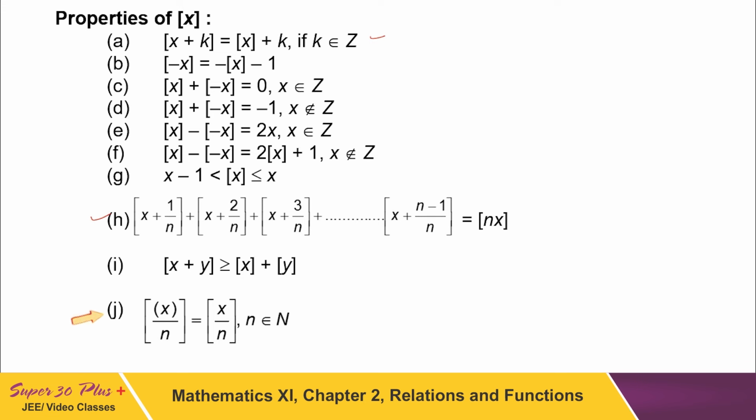Now we are going to discuss property number H. It is the most important property: the greatest integer of x, plus the greatest integer of x plus 1 upon n, plus the greatest integer of x plus 2 upon n, up to the greatest integer of x plus n minus 1 upon n, is equal to the greatest integer of nx. On the basis of this property, we can solve some examples also.